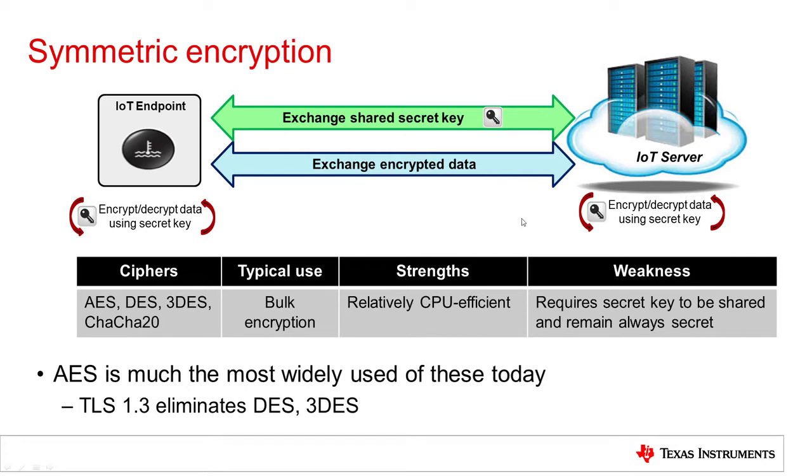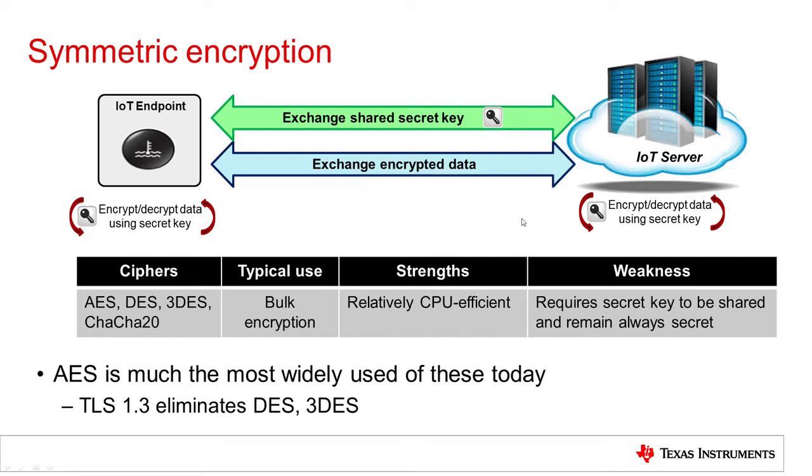So a single key. Some of the ciphers you'll encounter that are used in symmetric encryption are AES, which is by far the most popular, DES, triple DES, and then ChaCha20. DES and triple DES are both being eliminated in TLS 1.3, so ChaCha20 is really the only alternative to AES.